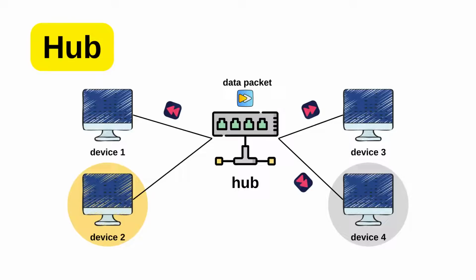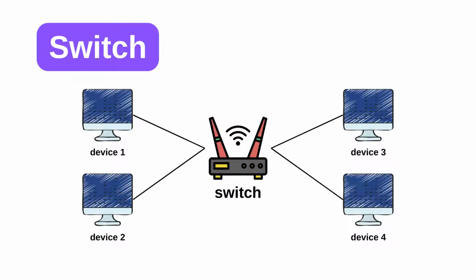Now let's talk about the switch. A switch is a network device that connects devices together, like a hub. But there is a big difference between them. For example, devices number 1 and 4 are trying to communicate. The data packet has reached the switch.